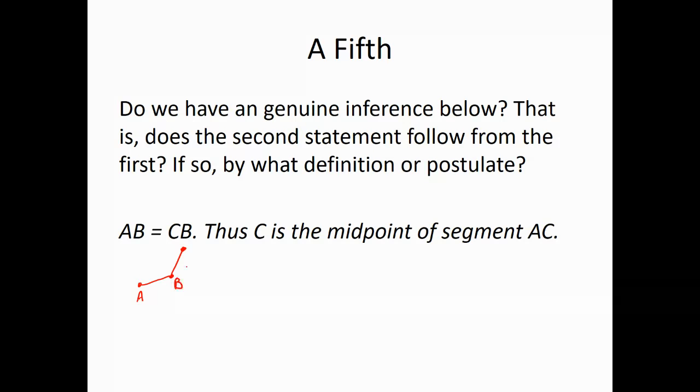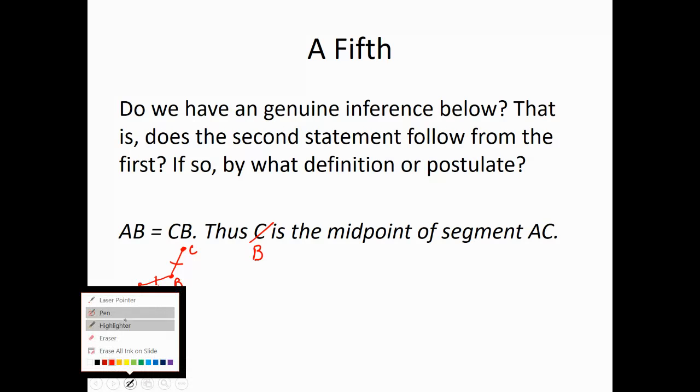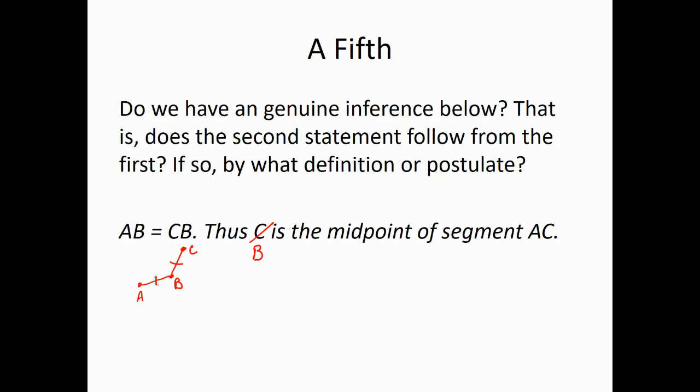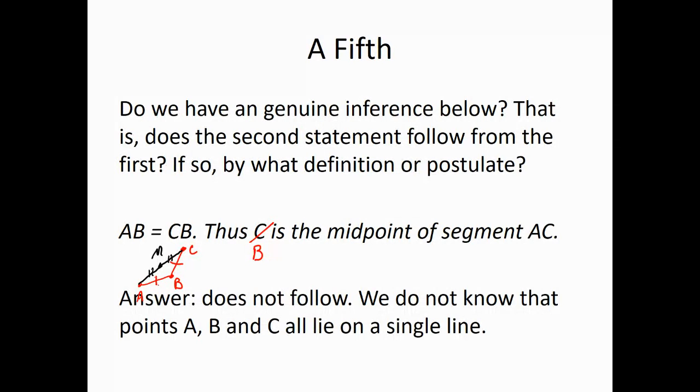So there we go, A and B and C, such that AB is equal to CB. But it does not follow in this case that B is the midpoint of segment AC. And why is that the case? Well, the midpoint has to actually be on the segment AC. So we would have to draw the segment AC in this case, and its midpoint would have to be on that segment. I'll call it M for midpoint. So M is the midpoint, but that's not B in this case. So there's no reason to assume that B has to be the midpoint of AC. So yeah, does not follow.